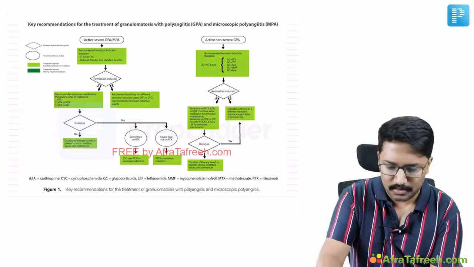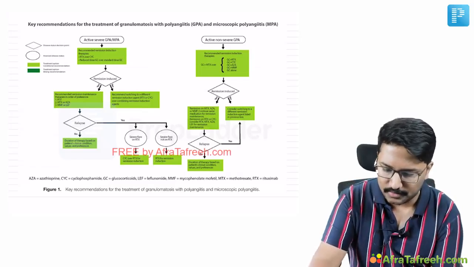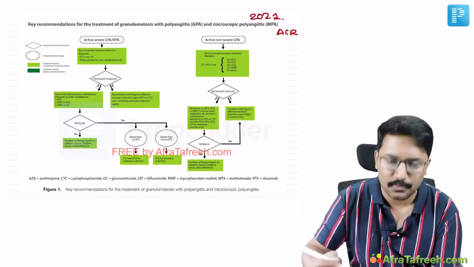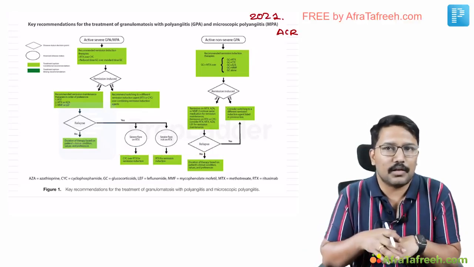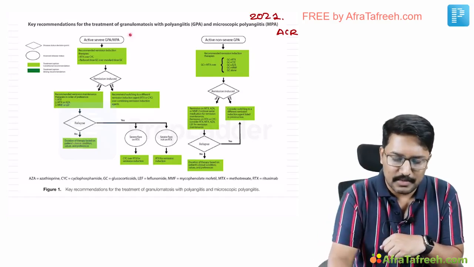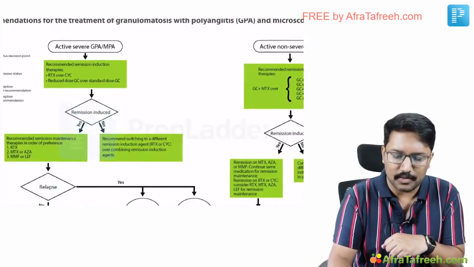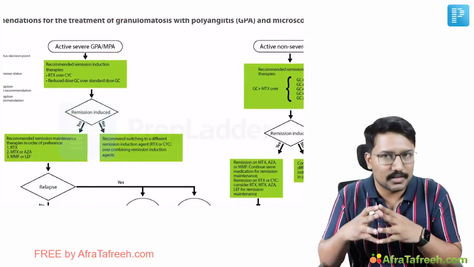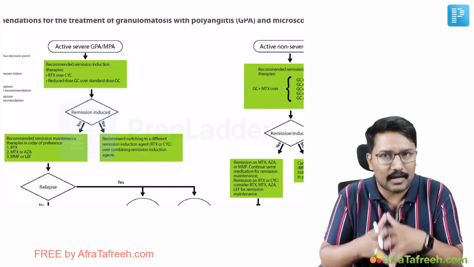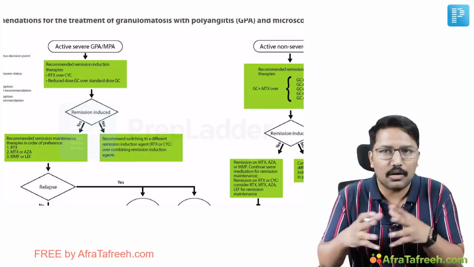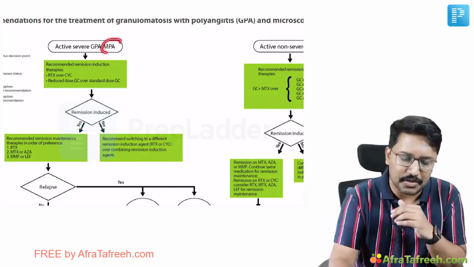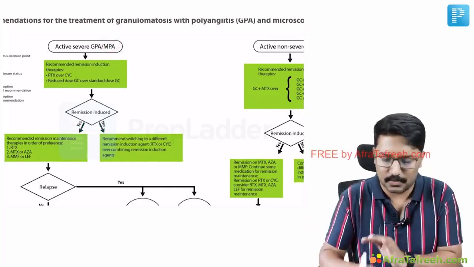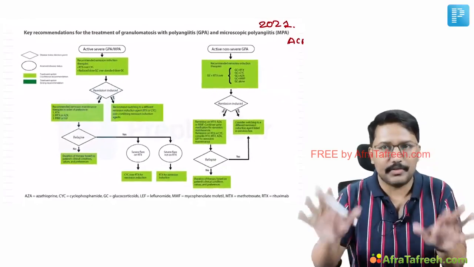So this is the algorithm given by the ACR in 2021, the 2021 ACR recommendations for management of GPA. If you look at this algorithm, you will notice that for severe GPA, the algorithm also combines microscopic polyangiitis, because most of the studies conducted on active severe GPA cases had a cohort that was also a mixture of MPA patients. So the MPA recommendation and the active severe GPA recommendation are the same. The recommendations have two flowcharts.